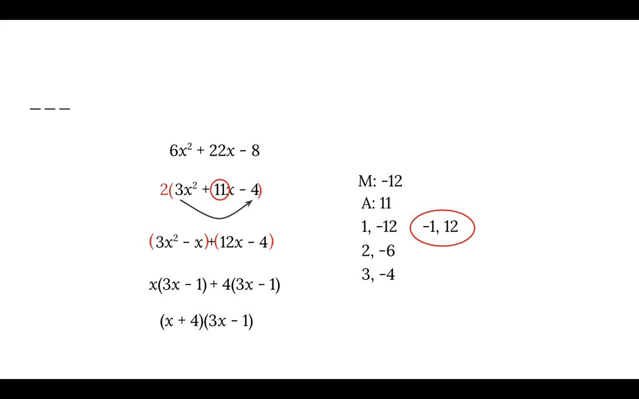Now, what about the 2 that I factored out at the beginning? We can't lose sight of that. Just because I had it out at the beginning, it doesn't mean I get to throw it away. I have to reintroduce it back into my answer. So the final answer here is 2 times x plus 4 times 3x minus 1.